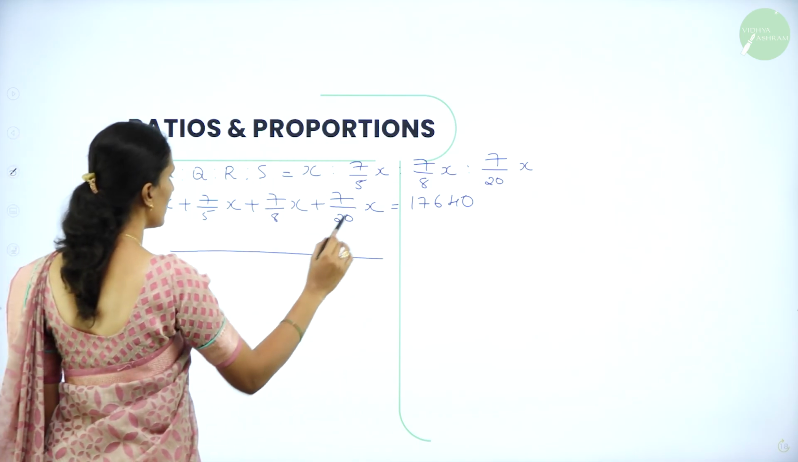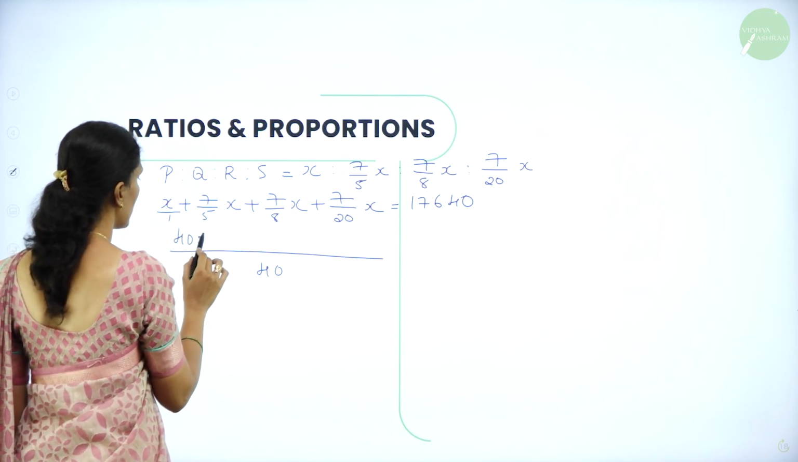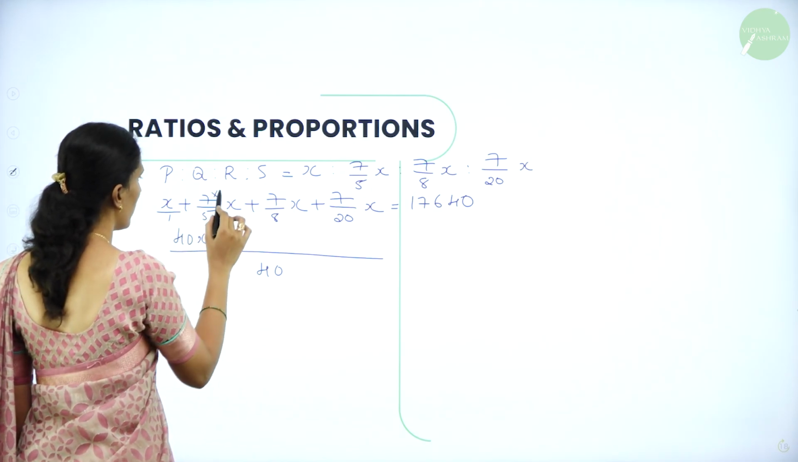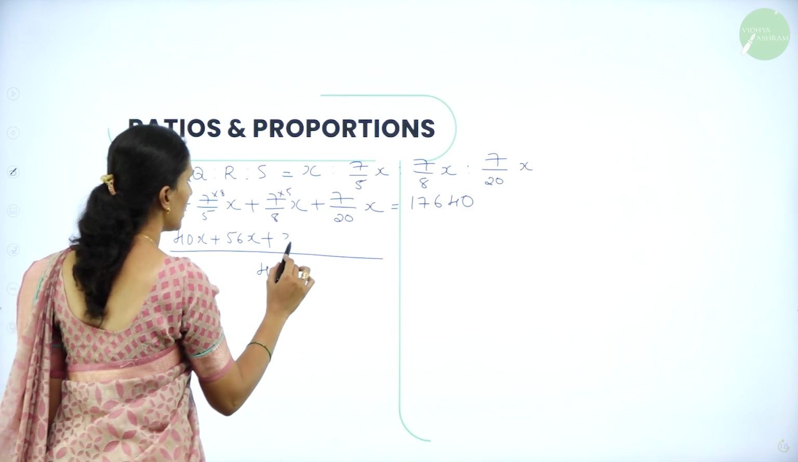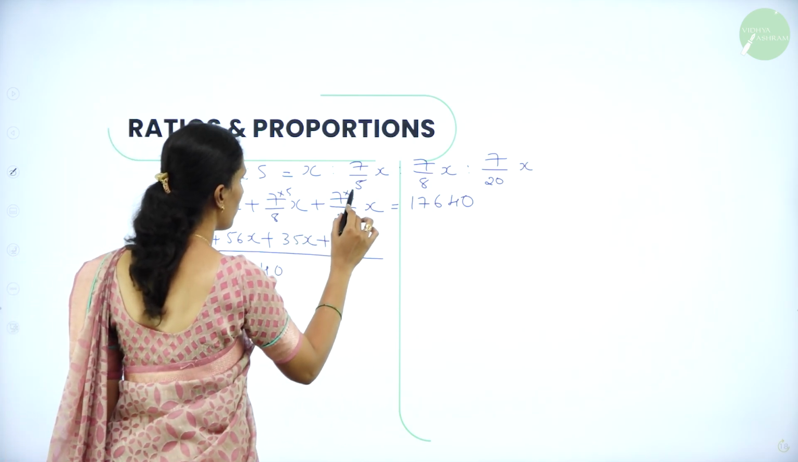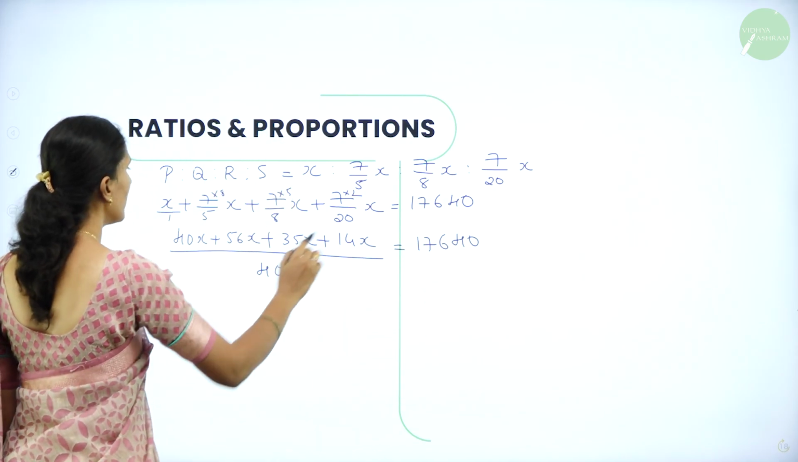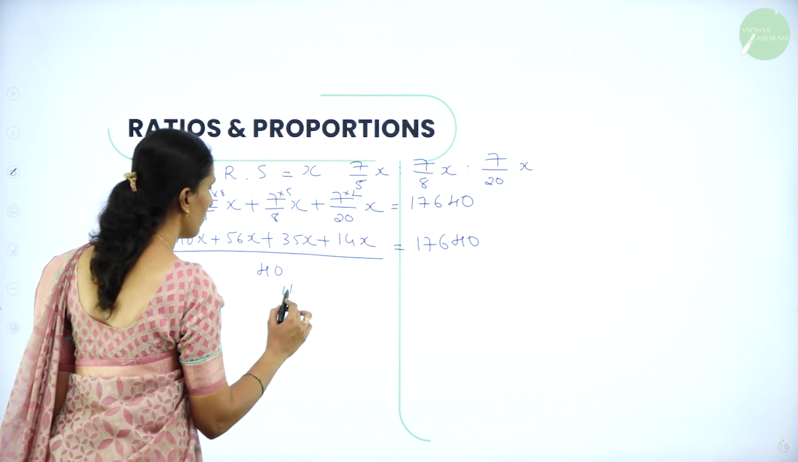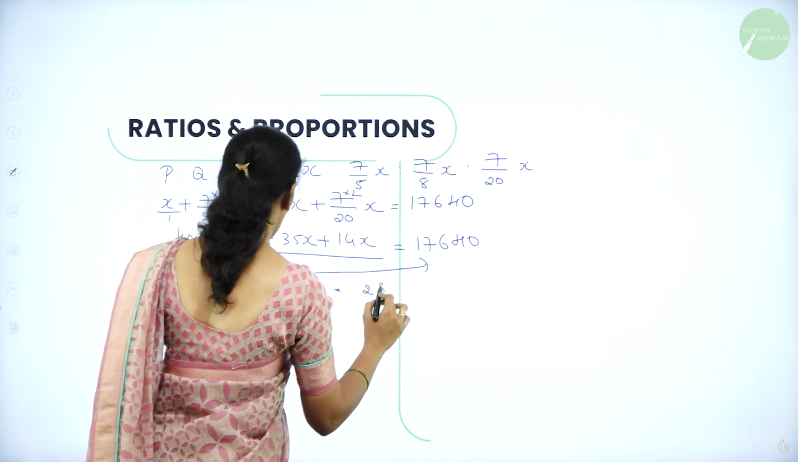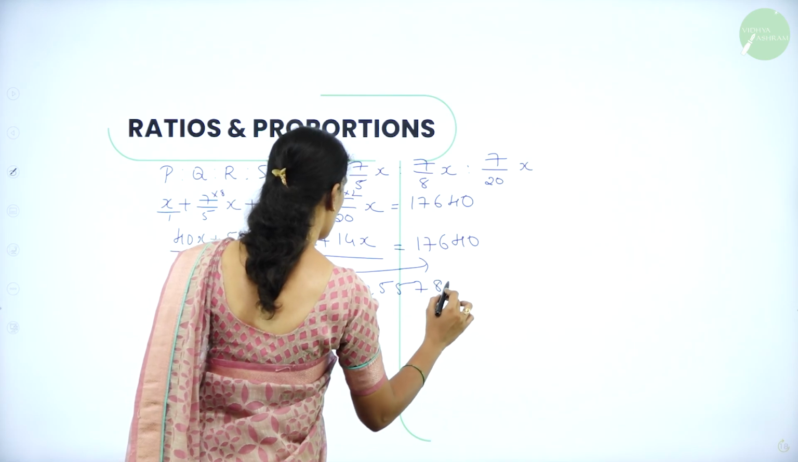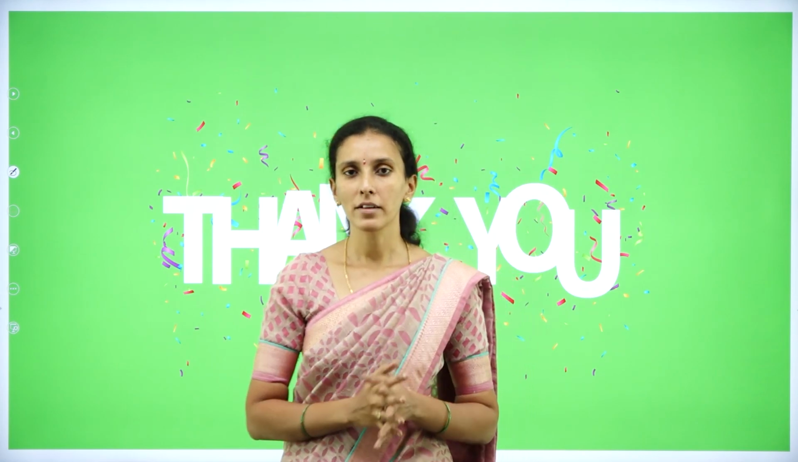When you take the LCM here, you will get the LCM as 40. So here, it is 40X plus, next, 5 8s are 40, 7 8s are 56X, plus 8 5s are 40, 35X, plus 2 2s are 40, which is 14X. That is equal to 17,640. Now when you add the numerators, you will get 145X. And when you multiply 40 here, you will get the value as 2557800. So these types of questions will carry 3 or 5 marks in your examination.